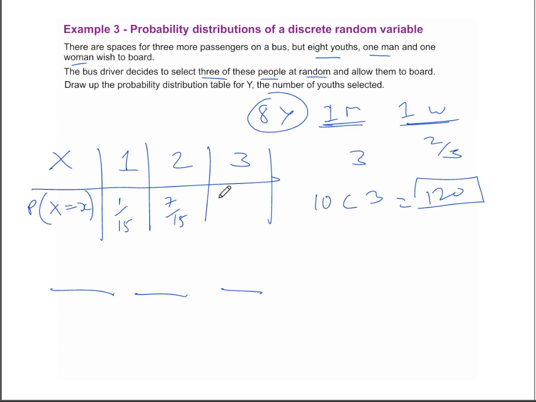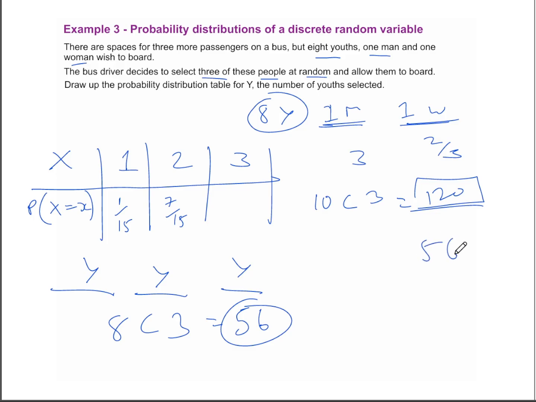Finally, the last possible selection, where all the 3 selected were youths, is just 8 combination 3. Why? Because you have 8 youths and you are selecting 3 out of them. That gives us 56. So the probability, success events over total events, is 56 over 120 again, which again gives us just 7 over 15.